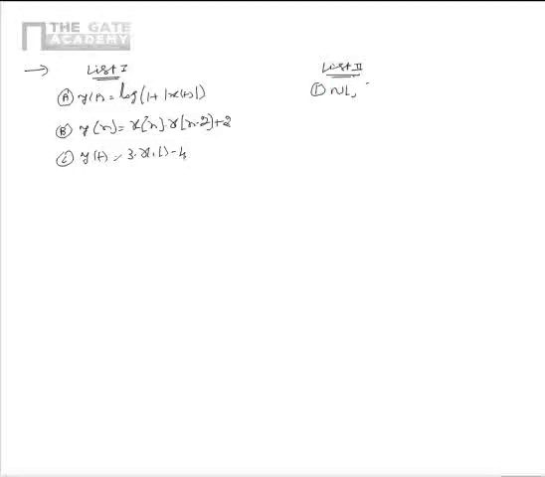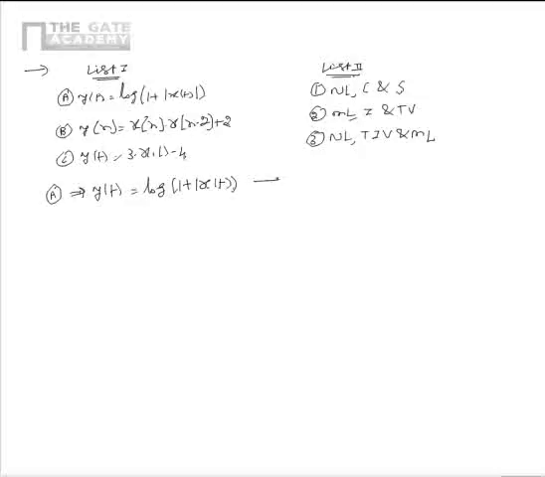list 2: nonlinear, causal and stable; memoryless, invertible and time variant; nonlinear, time invariant and memoryless. So now let us pick the system in A, that is y of t is equal to log of 1 plus mod x of t. We see that this doesn't satisfy superposition principle, so the system is nonlinear.